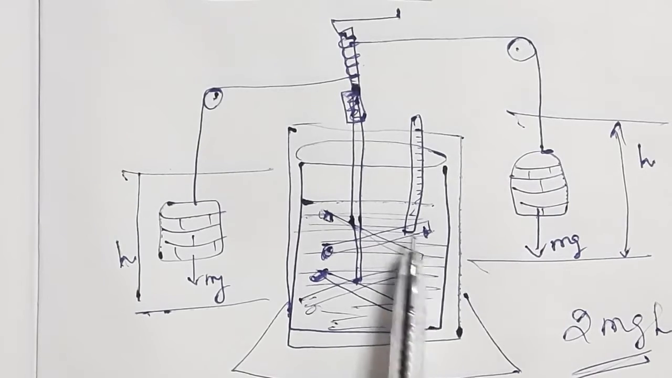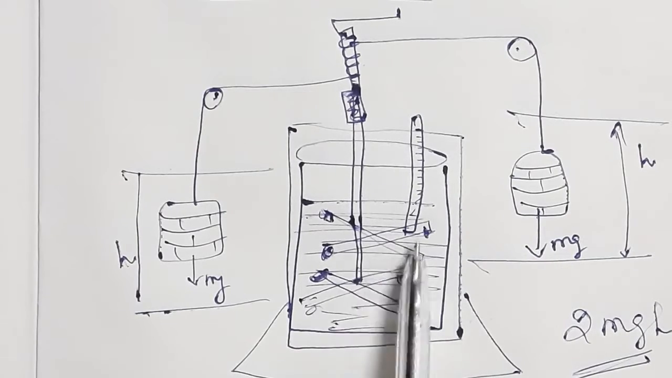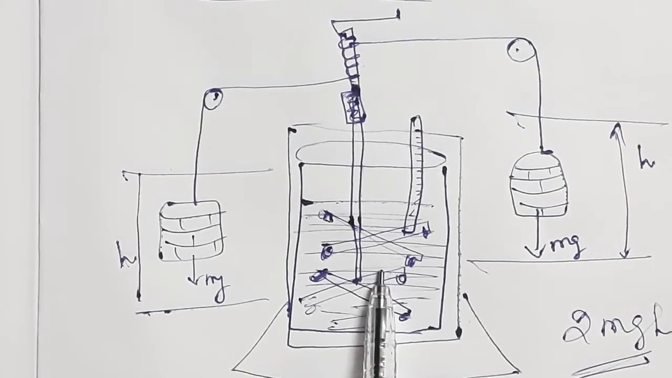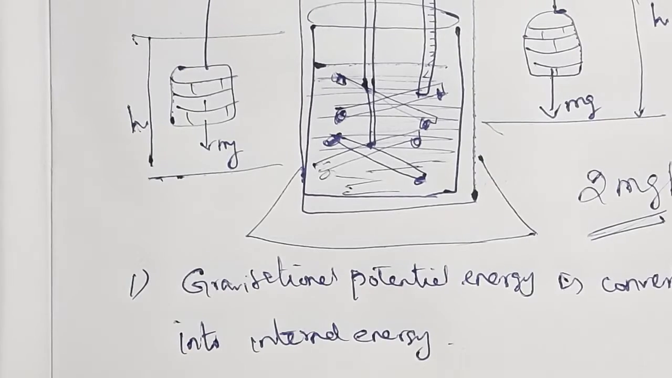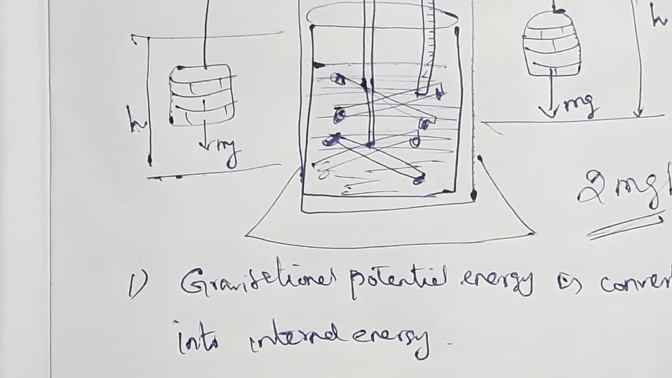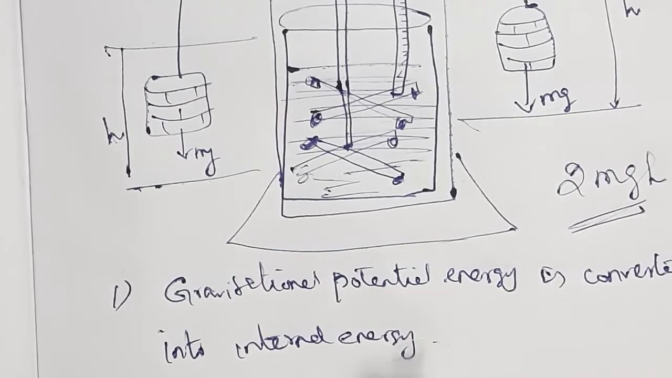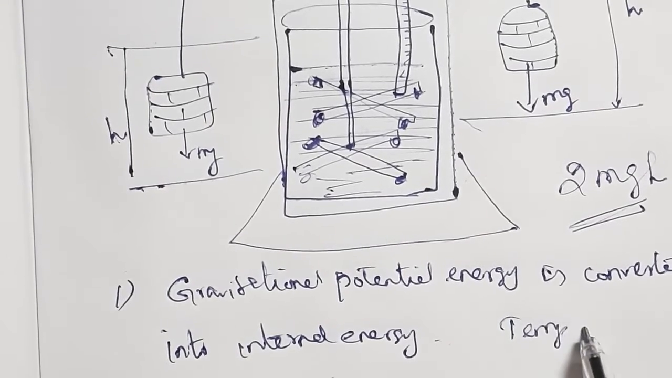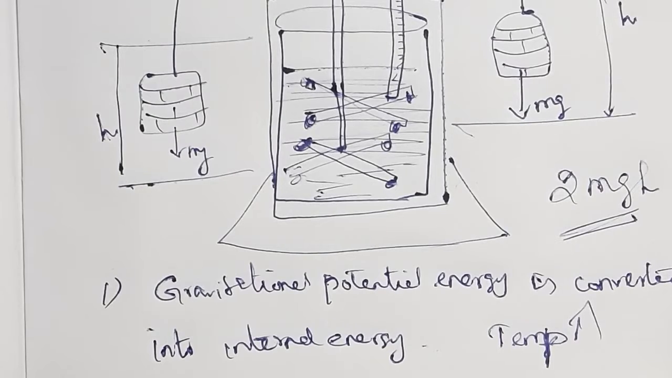So what you understand from this is that the loss in gravitational potential energy is converted into internal energy of the water. The water's internal energy increases. That means the temperature of the water increases due to the work done by the masses. So gravitational potential energy, a type of mechanical energy, is converted into internal energy, and the temperature of the water increases.